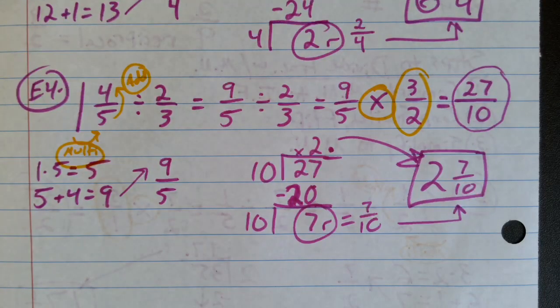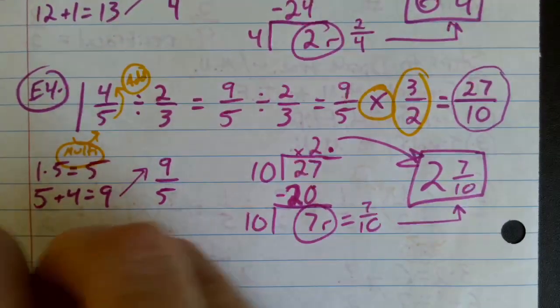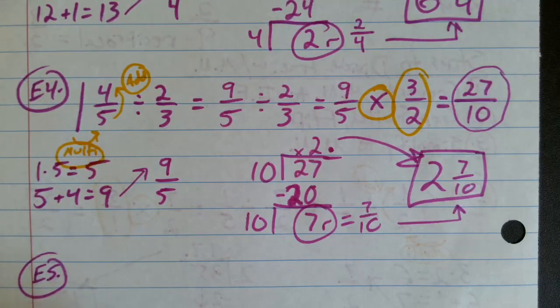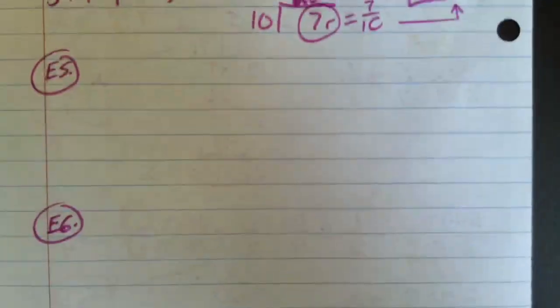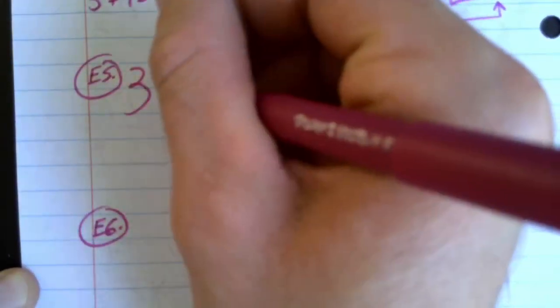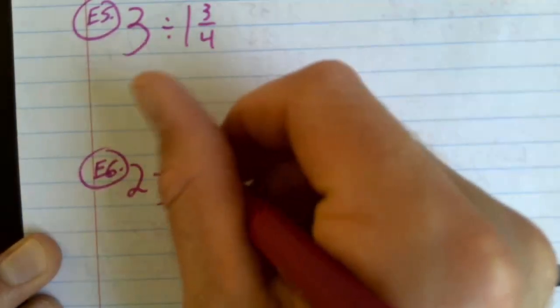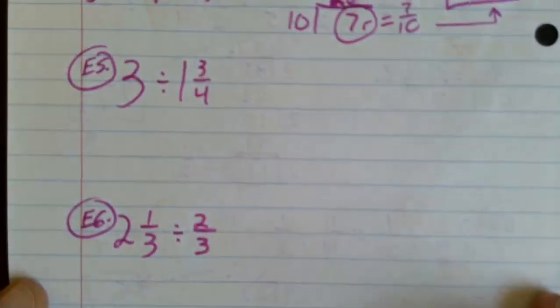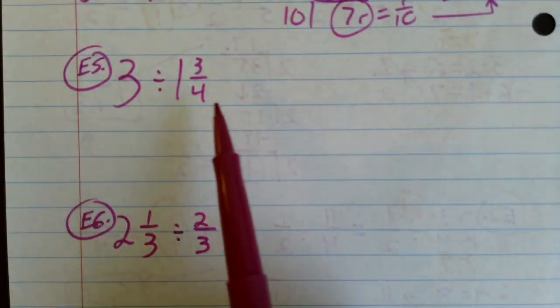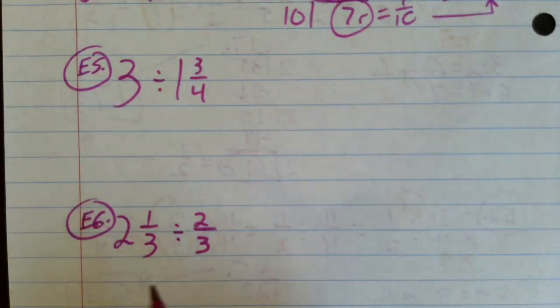That's it. Go ahead and try E5 and E6 on your own. E5 is 3 divided by 1 3/4, and E6 is 2 1/3 divided by 2/3. Go ahead and try E5 and E6 on your own.